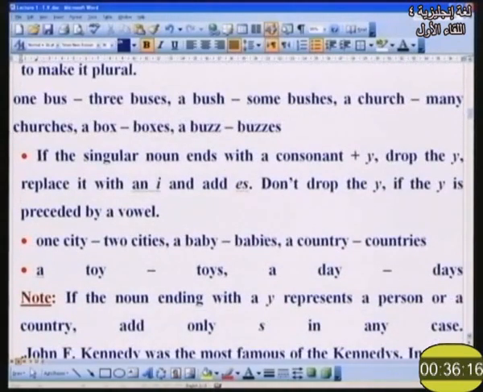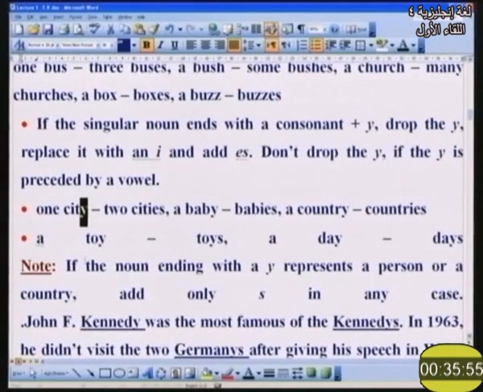Let's look at examples for this. For the first rule, which says that if the singular noun ends with a consonant plus Y, drop the Y, replace it with an I and add ES. Like city, cities. 1 city, 2 cities. What happened? The Y at the end was dropped, was cancelled. I crossed it out, شلناها خالص, and then we put an I instead of it. And then how can we make the plural? We put ES, like the previous rule. Then it becomes cities, 2 cities.